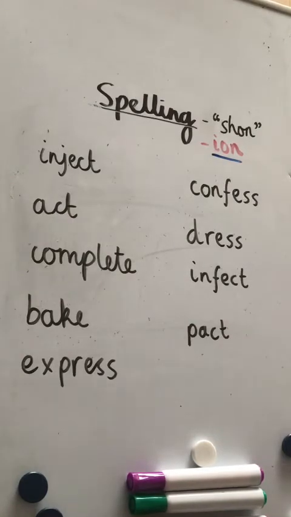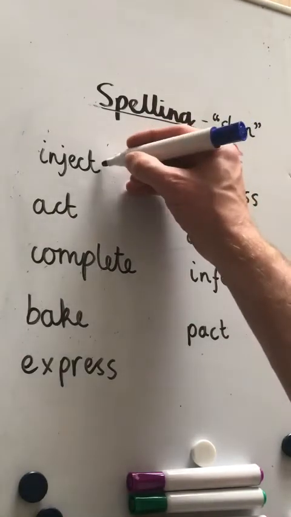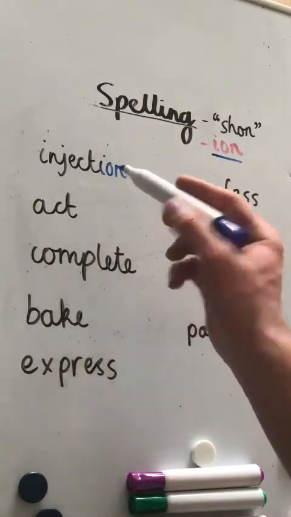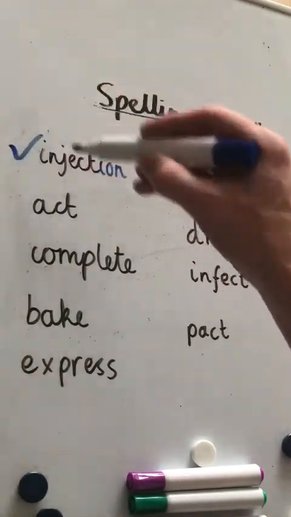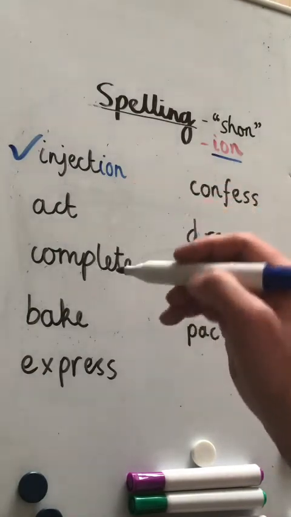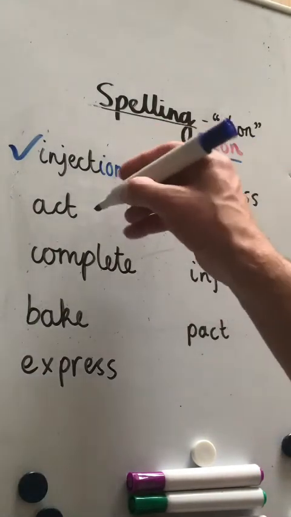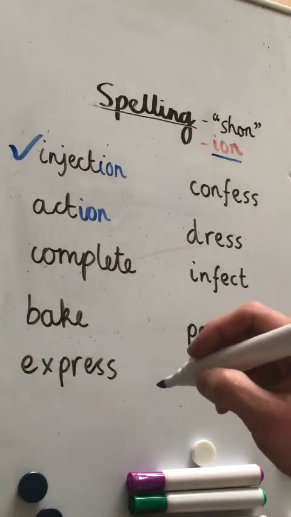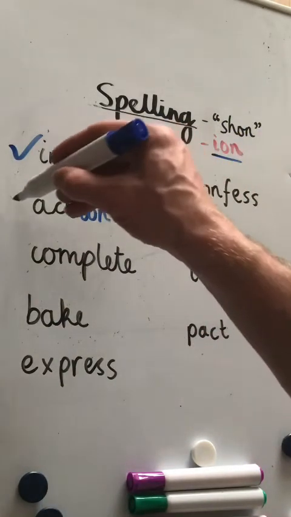So coming back with these, this ends in a T. So inject becomes injection. I like the sound of that one. Next, act. It ends in a T. So if I put I-O-N on the end, act becomes action. I like the sound of that.